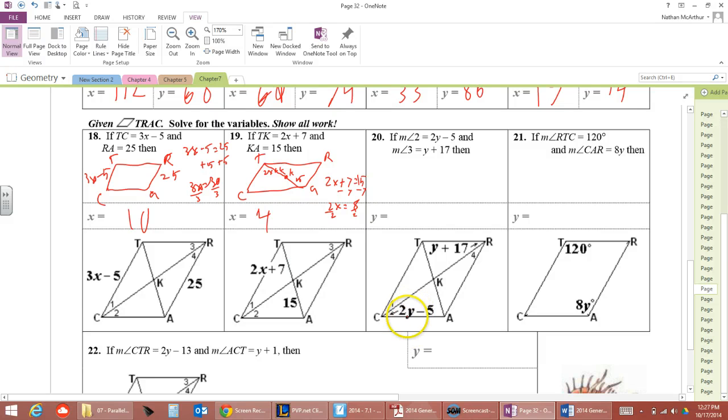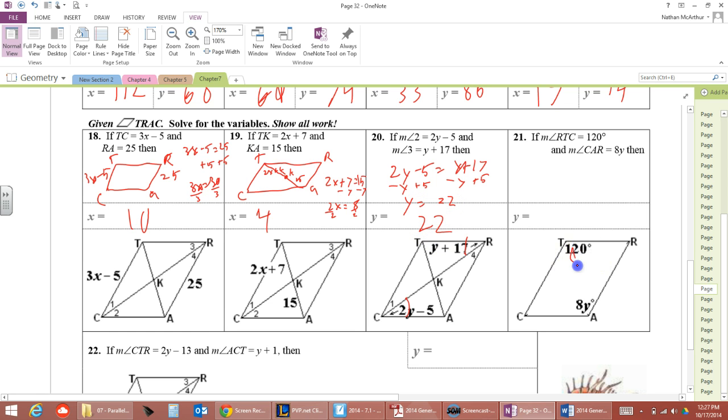But now for this one, we definitely need it. Angle 2 is right here, 2y minus 5, and y plus 17 is up here. Well, they're alternate interior to each other, so that means they're equal. 2y minus 5 is equal to y plus 17. Subtract y, and add 5, which gives me y equal to 22.